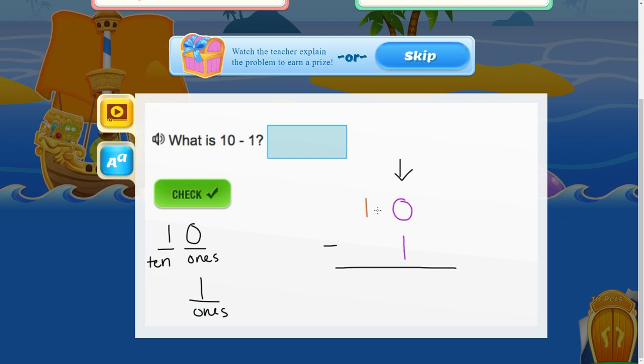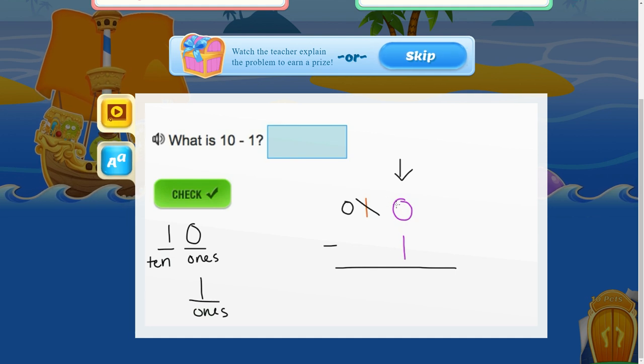So what we need to do is borrow from the tens place. So we're going to take one of our tens away, leaving us with 0 tens, and we're going to give that 10 to our 0 in the ones place, like so. So now we have 10. 10 minus 1 is 9.